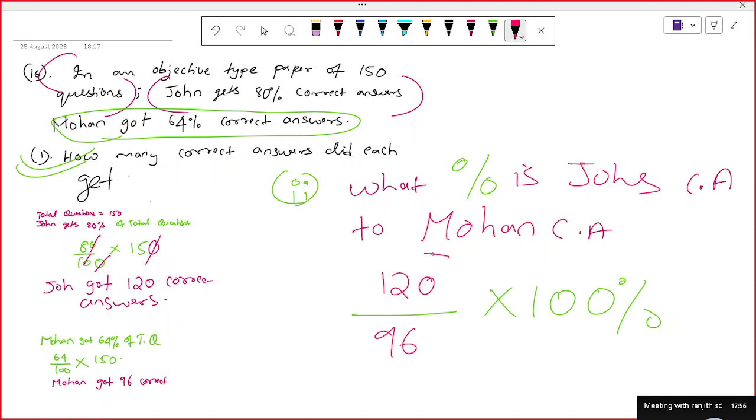How do you find percentage? We need a numerator and denominator. And the numerator value is John. This time John, 120 divided by 96. You'll get it in mixed fraction. All these values I've just taken directly from the question. This, and the second part. So take this down and practice, students. Practice is a must.